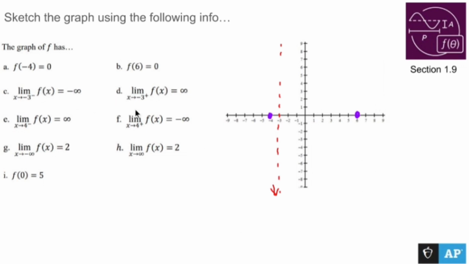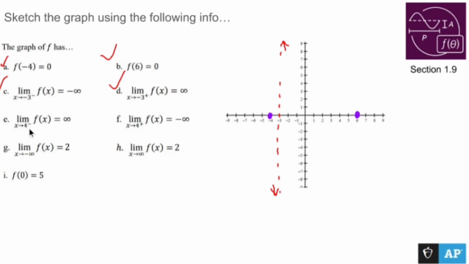What else? At -3 coming from the right, I go to positive infinity, so that happens. Okay, so I'm going to have some type of vertical asymptote that as I travel from the left, I go down and then hit the vertical asymptote, reappear up here, and something else happens. So check, check, check, check.